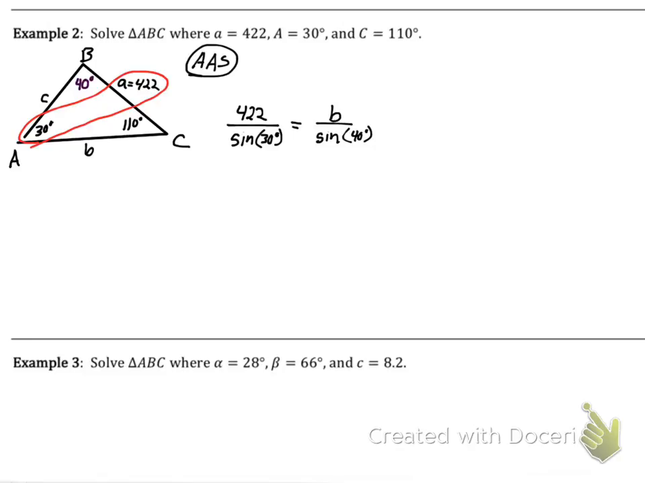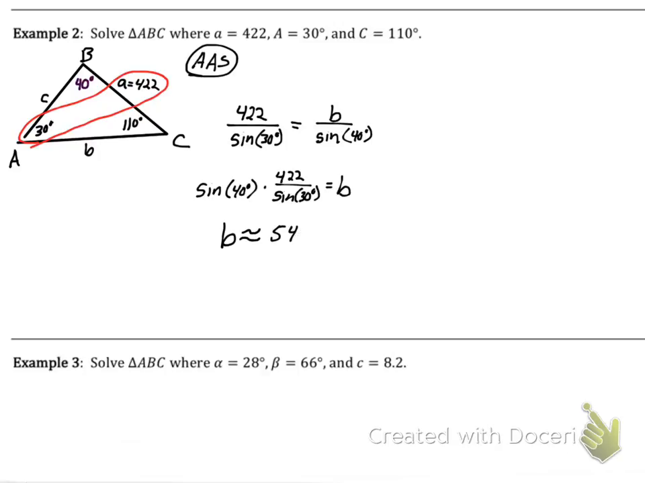Just like we did last time, I'm going to multiply both sides by sine of 40 degrees. So we're going to have sine of 40 degrees times 422 over sine of 30 degrees. That equals B. And that's going to give me B equals about, who solved B? Think we get it? It's about 540.16.